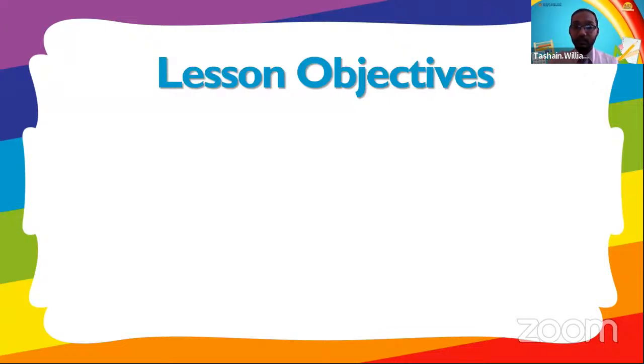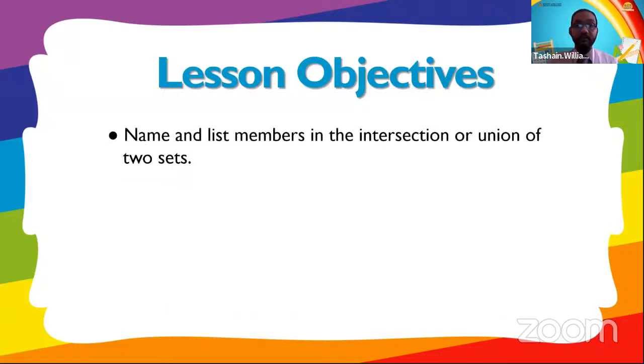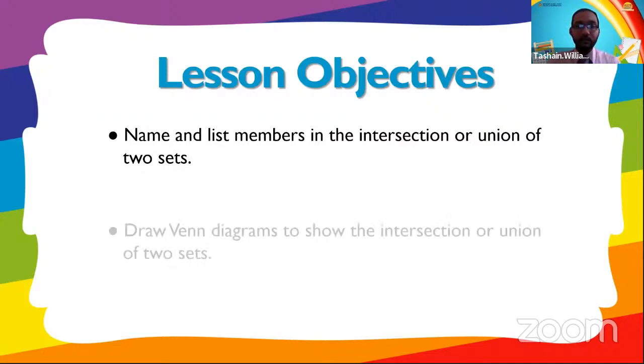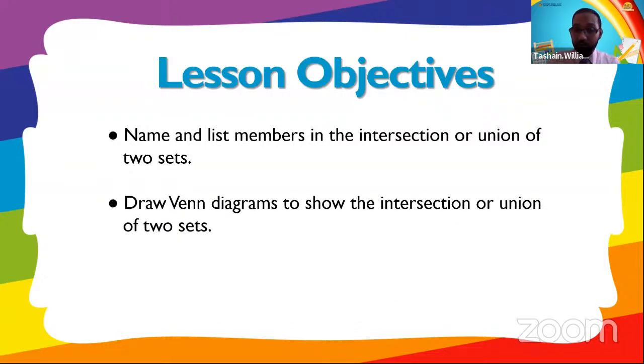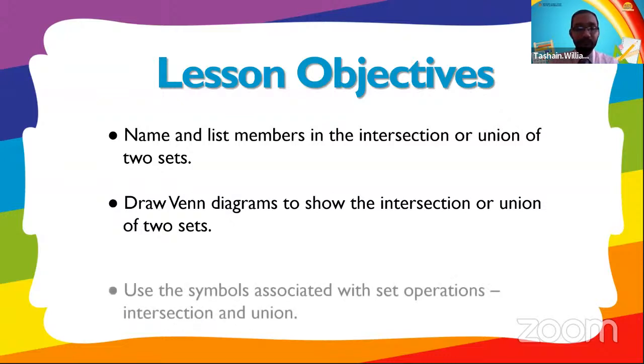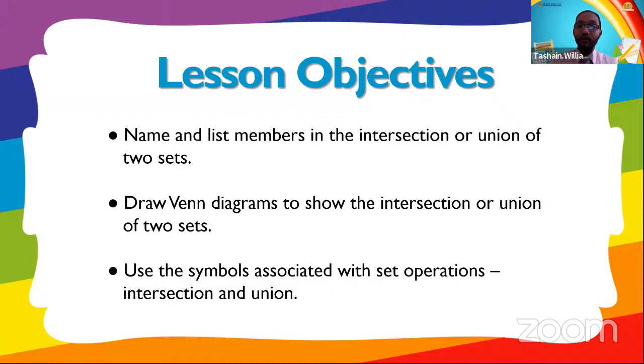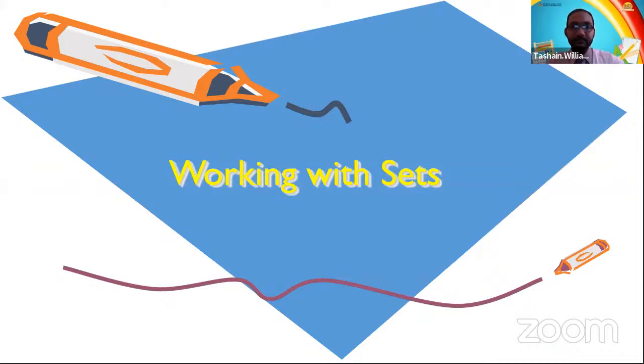Now, in today's session, our objectives are: you will name and list members in the intersection or union of two sets. We'll also have you draw Venn diagrams to show the intersection or union of two sets. And finally, we will be looking at how we go about using the symbols associated with sets, set operations, especially intersection and union. Let's go right ahead.